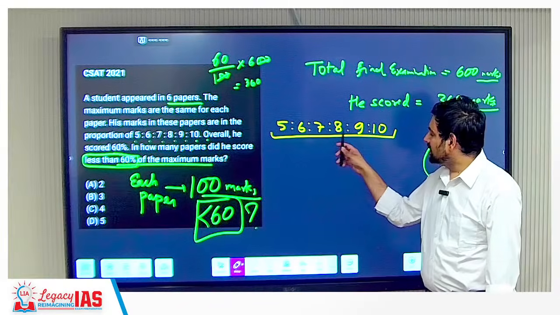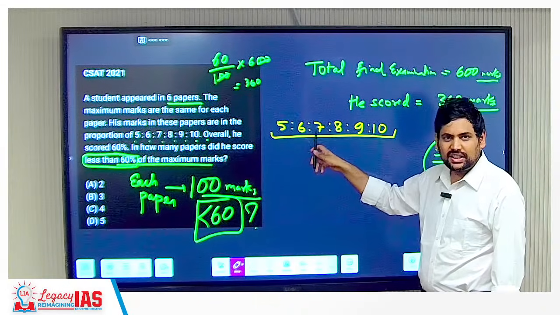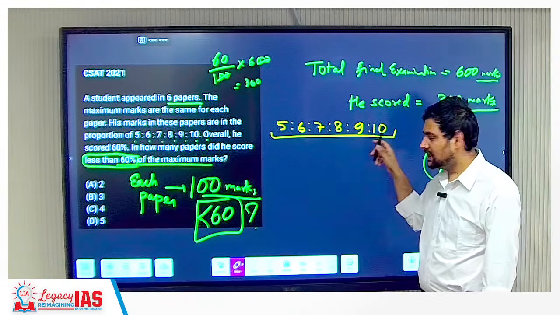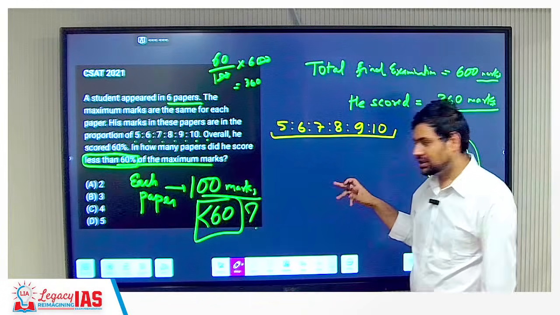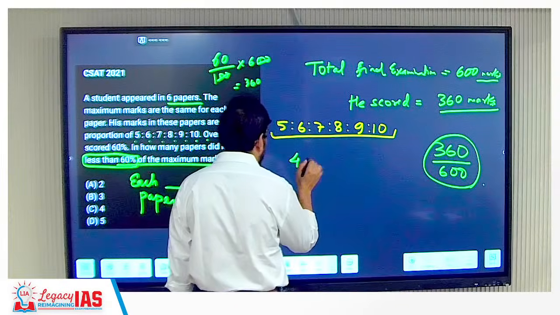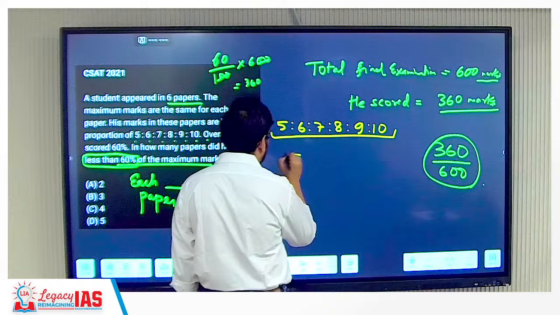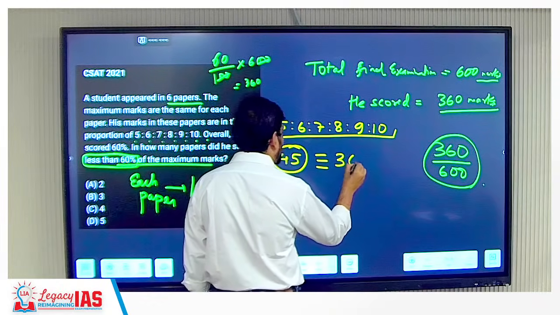Whatever marks he obtained will be the sum total of this. So 5, 6, 7, 8, 9, 10. Now I add them all. 5 plus 6 is 11, 11 plus 7 is 18, 18 plus 8 is 26, 26 plus 9 is 35, 35 plus 10 is 45. So I write here, 45 ratio points are equivalent to the marks he got.